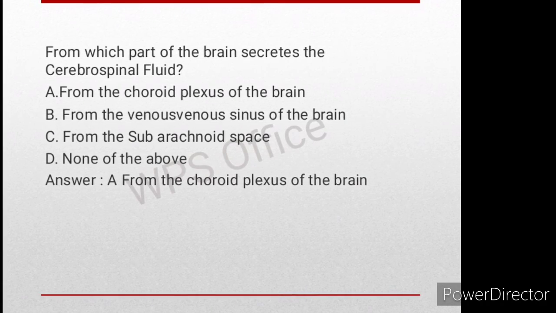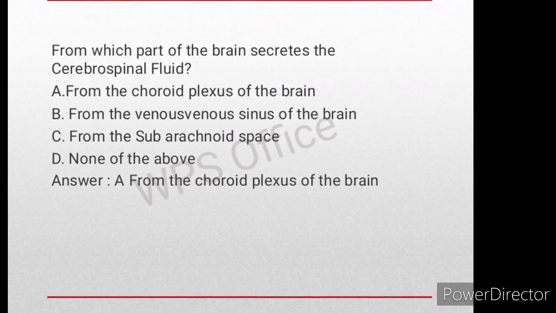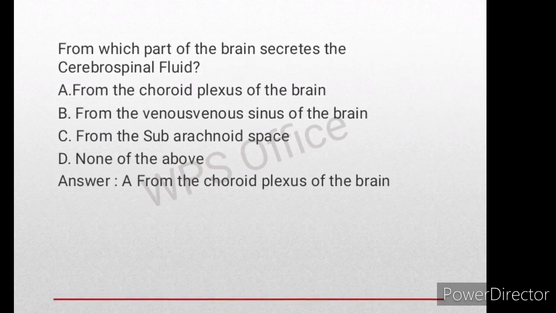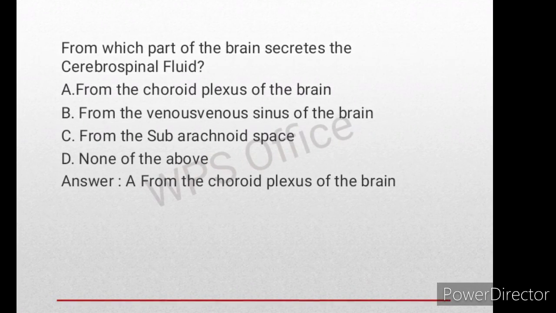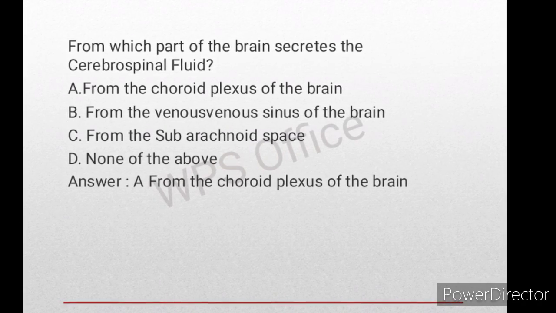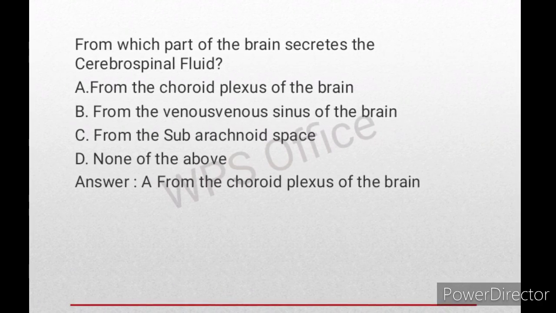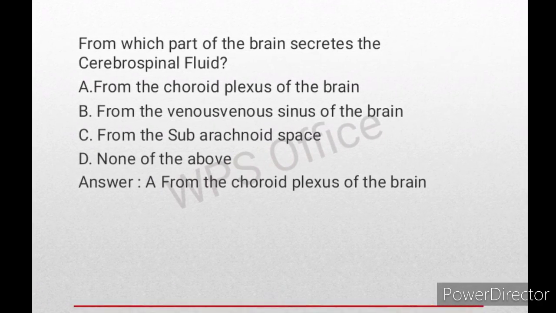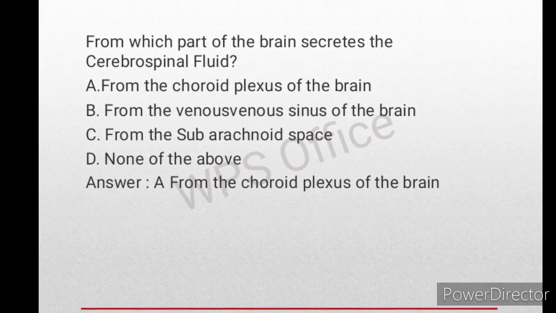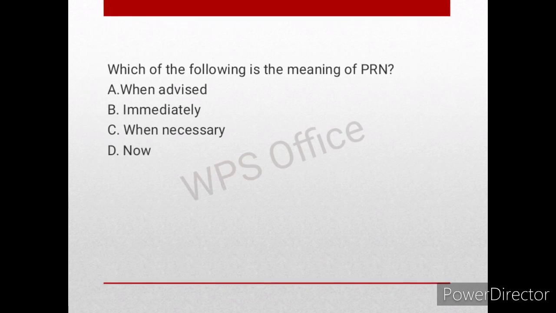So here the correct answer will be the choroid plexus of the brain. The cerebrospinal fluid will be secreted from the choroid plexus of the brain. So cerebrospinal fluid is a clear, colorless liquid that fills and surrounds the brain and the spinal cord and flows through the brain and spinal cord.